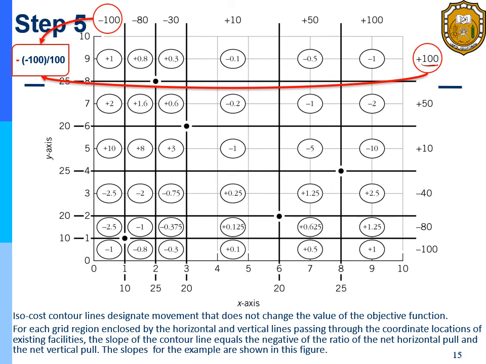This is step 5. Calculate the slope at each grid using the net pull values of the columns and the rows, but divide the weight at the top by the weight on the right and take the negative of that. Don't forget this negative sign, it's important.